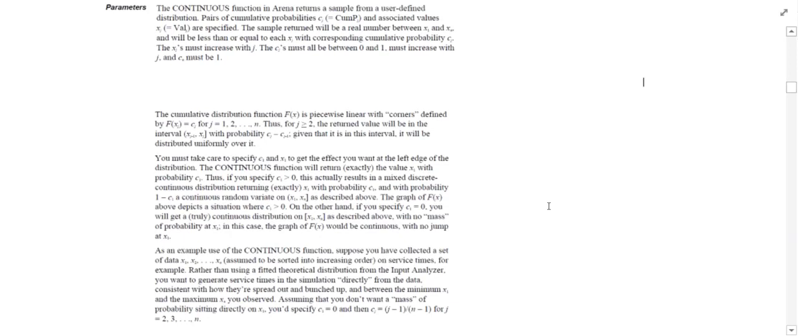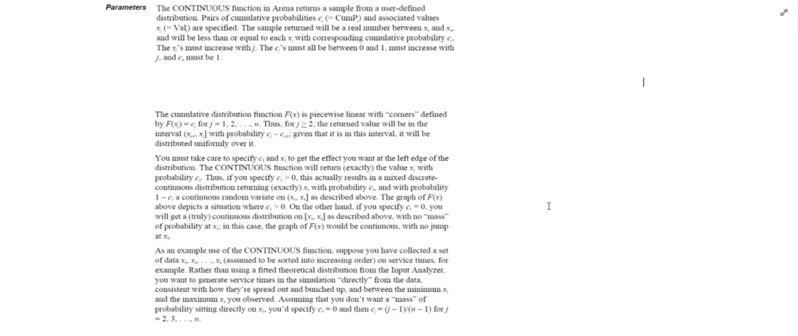So when utilizing this, you need to be careful to specify that C sub j and x sub j to get the effect you want at the left edge of your distribution, because the continuous function will return exactly the value x sub j with the probability of C sub j. So if C sub j is greater than 0, this actually results in a mixed discrete continuous distribution returning exactly x sub j with probability C sub j and with probability 1 minus C sub j, a continuous random variate on the x sub j, x sub n as described up above.